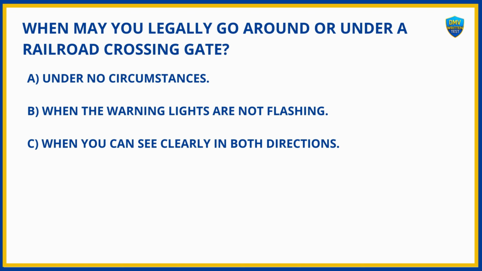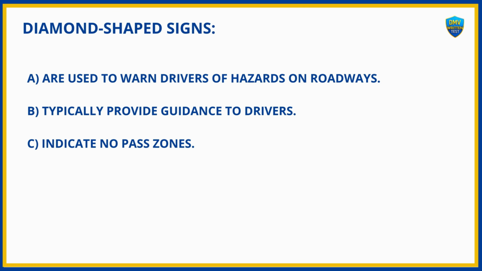When may you legally go around or under a railroad crossing gate? A. Under no circumstances. B. When the warning lights are not flashing. C. When you can see clearly in both directions. And the answer is A. Under no circumstances.